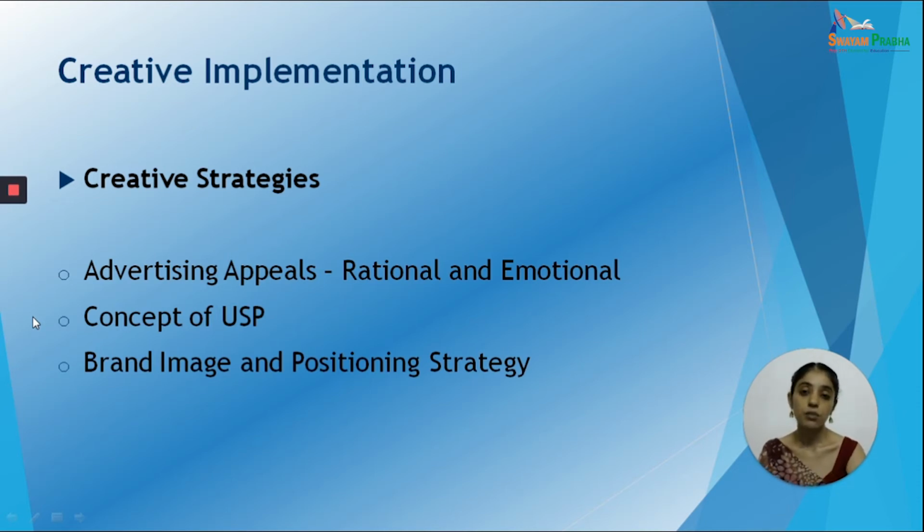The next concept in creative strategies is the concept of USP or unique selling proposition. You often try to sell the USP of a product by creatively weaving an advertisement around it. And the third way is strategizing to position or to create a brand image. So these creative strategies are some of the prominent ones used in creative implementation of a IMC campaign.